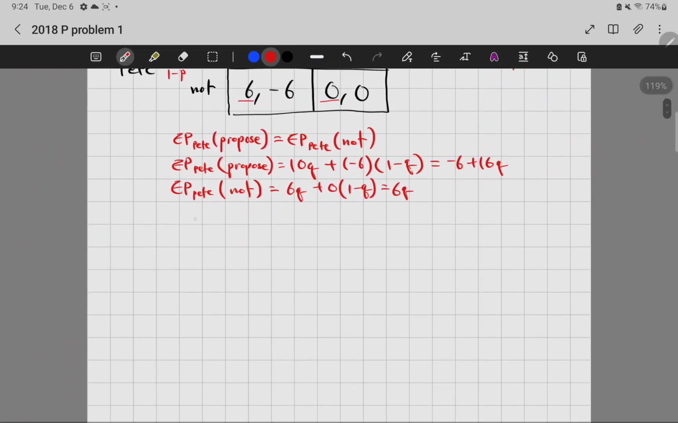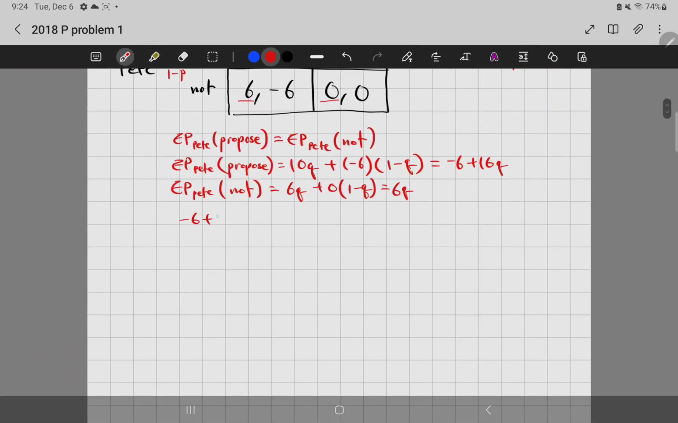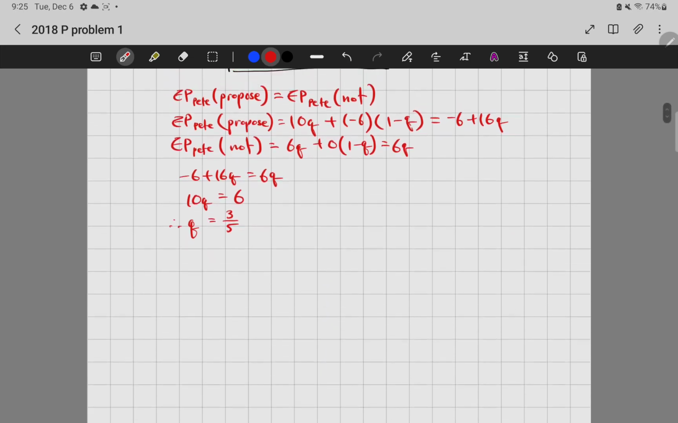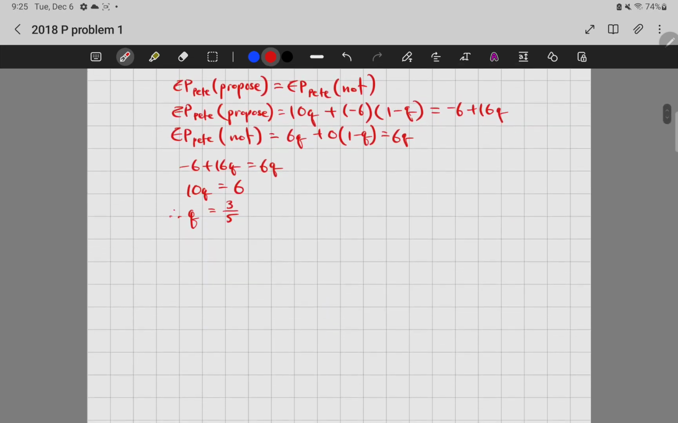We can set them equal to each other. Negative 6 plus 16Q equals 6Q, which will give us 10Q equals 6, and that gives us Q equals 3 over 5. We can do the same thing for Ariana.